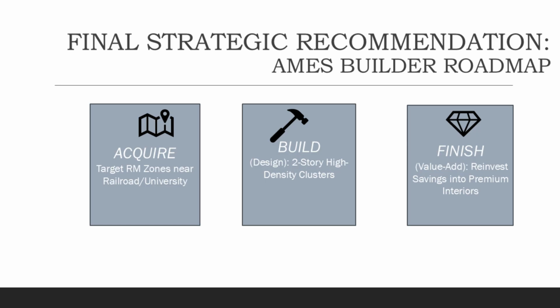The recommendation is clear. Acquire RM-zoned land near the railroad and/or university corridors. Build 2-story clusters to maximize density and reinvest the land savings into high-quality interior finishes. This is how you win in the Ames market. By prioritizing efficiency over raw price, we create a portfolio that is historically resilient and financially optimized.